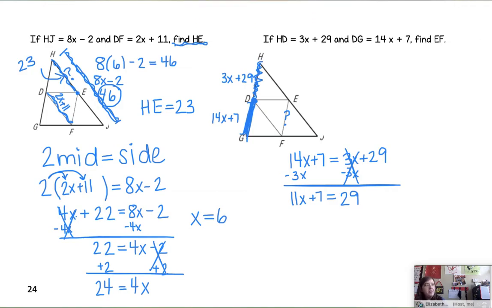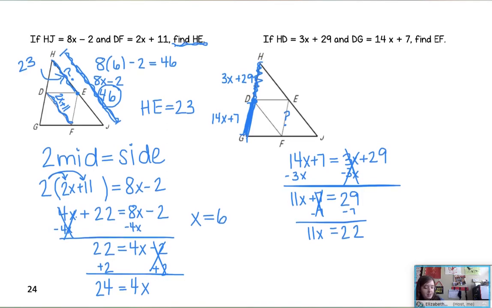Yeah, good deal. So we need to move that 7 over first. So we'll subtract 7 on both sides. And we're just left with 11x, because these will add to 0. And 29 minus 7 is 22. So after we divide by 11, what's x equal to? Beautiful. Good job. x is equal to 2.